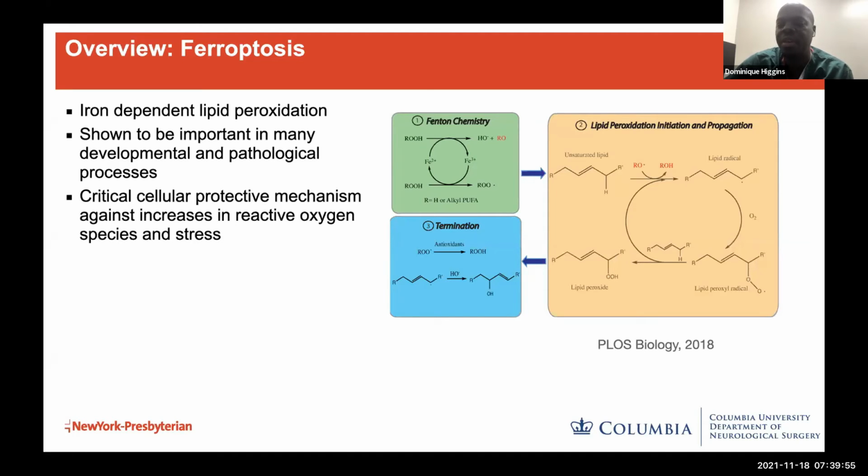and you have polyunsaturated fats that interact with free radicals in the cell. And these form peroxyl groups, and if not quenched, they can lead to damage of the lipid membrane, either in the outer membrane or in intracellular organelles. The termination has to be by something that quenches them, and that's where ferroptosis inhibition comes into play. It's shown to be important in many developmental and pathological processes. If the cell were to lose the ability to undergo ferroptosis inhibition, it's actually lethal. And it's a critical cellular mechanism for protection against oxidative stress.